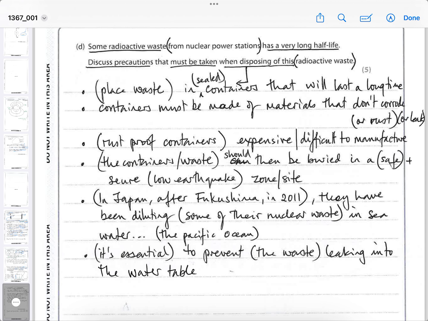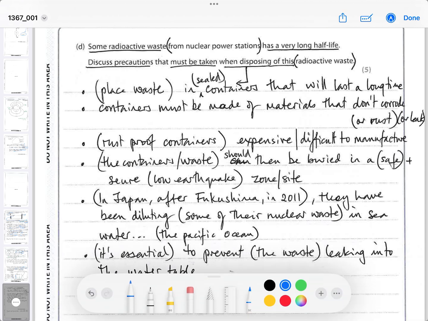So I don't know, that's not a precaution, but they're given that as a mark. So it must have been when they read some sample answers that students are given, yes? They're asking for precautions. So if they're talking about expense, that's not a precaution, it's a downside, yeah? So I think they become a little bit wishy-washy in their mark scheme. Then the containers or the waste should be buried, I've put here, in a safe, secure, low earthquake zone or site. So this is all the depth and detail that you could put to make sure the examiner is impressed with your answer. So there's 4 bullet points already. You can get 5 marks for this question.